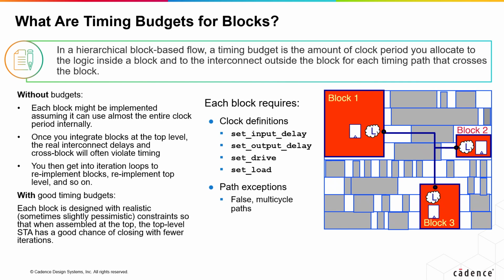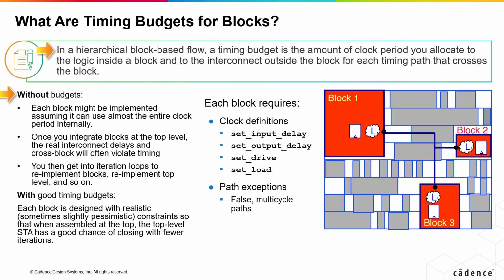In a hierarchical, block-based design flow, a timing budget defines how much of the clock period is allocated to a block and how much is allocated to the top level. Without timing budgets, each block could be implemented, assuming it can use nearly the full clock period. While this may work at the block level, problems emerge during top-level integration when real interconnect delays and cross-block paths are introduced. This typically leads to timing violations and repeated implementation iterations.